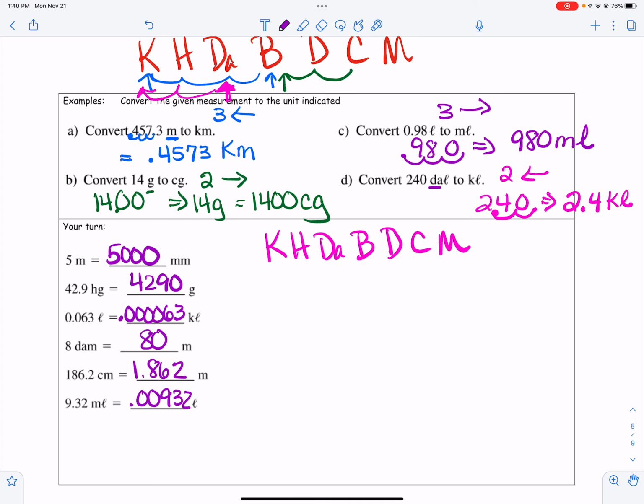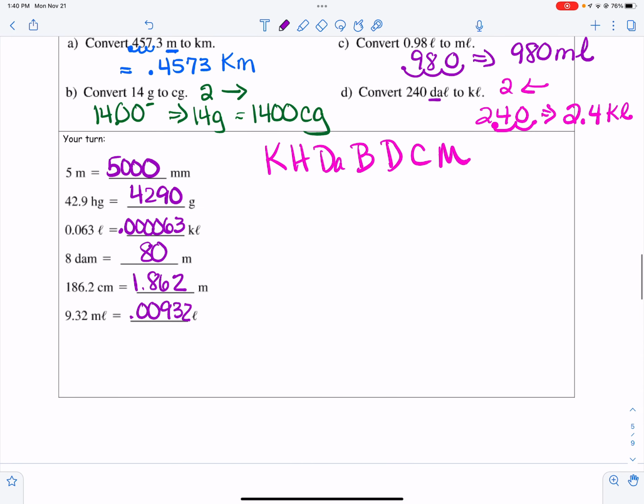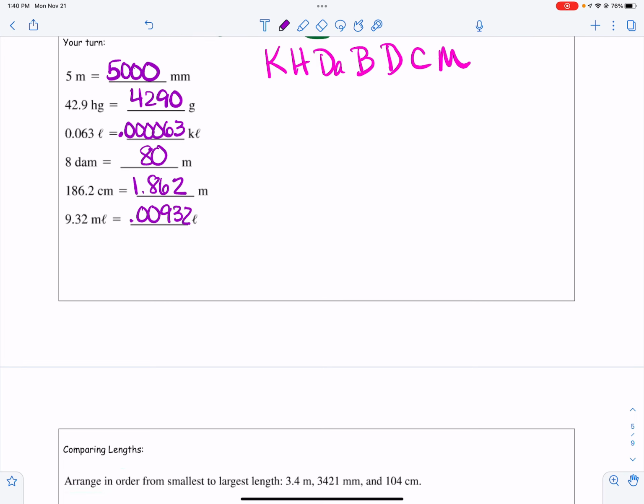So 5 meters is equal to 5,000 millimeters. 42.9 hectograms is equal to 4,290 grams. 0.063 liters is equal to, and there should be 4 zeros, 63 kiloliters. 8 decameters is equivalent to 80 meters. And 186.2 centimeters is equivalent to 1.862 meters.